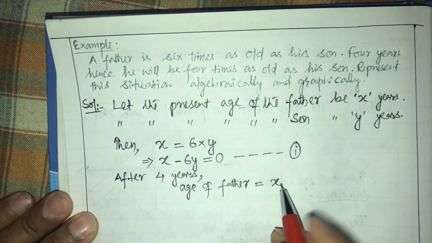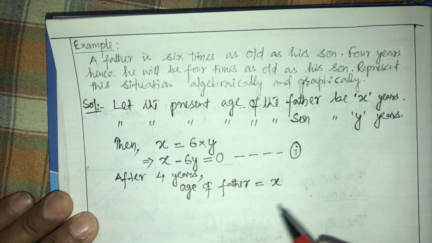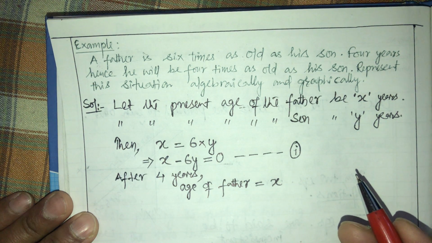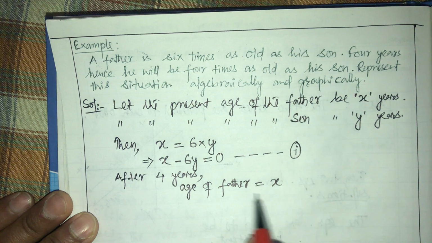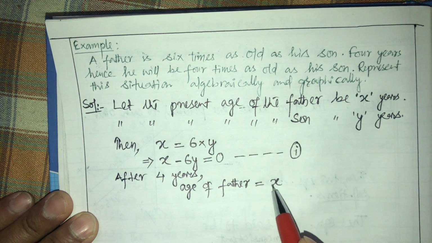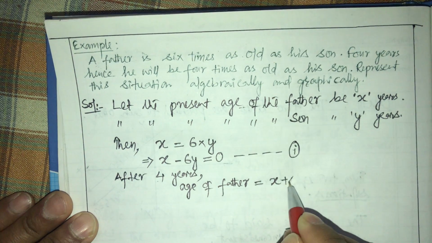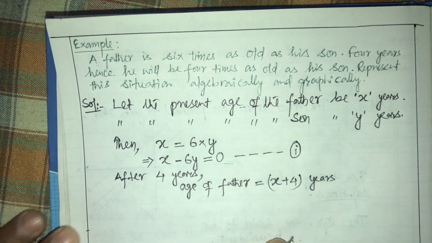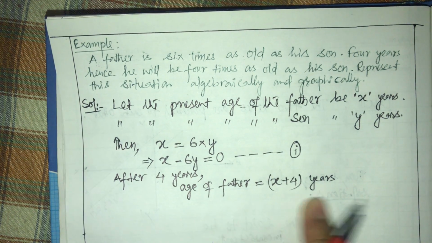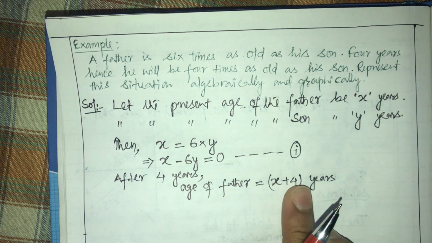Suppose the father is 40 years old now. After 4 years we need to add 4: 40 plus 4, 44 years. In the same way, the present age was x, so after 4 years the age of the father will be x plus 4. That is simple to understand. This is the age of the father after 4 years. If it is 10 years after, we'll write x plus 10.